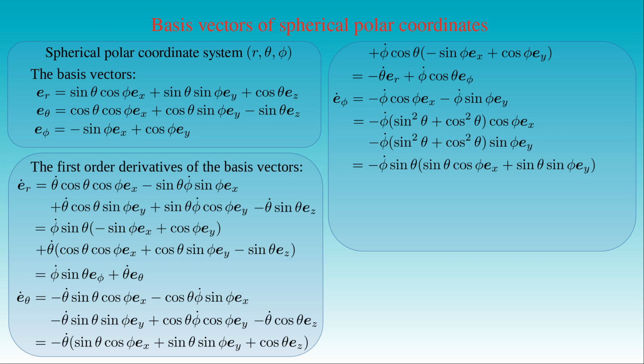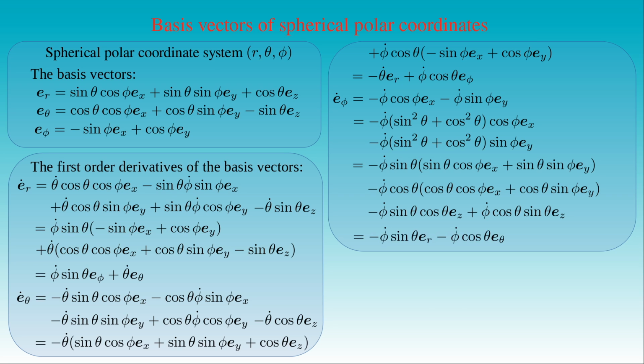If we factor out the expression minus phi dot times cosine theta, we obtain minus phi dot times cosine theta times the sum of cosine theta times cosine phi times ex and cosine theta times sine phi times ey. Finally, we can also subtract the expression phi dot times sine theta times cosine theta from the derivative and at the same time add it. Then the first and the third terms in the right-hand side give minus phi dot times sine theta times er, and the second and the last terms give minus phi dot times cosine theta times e theta.